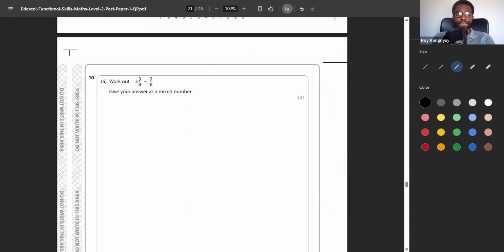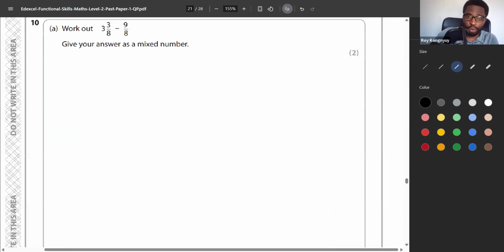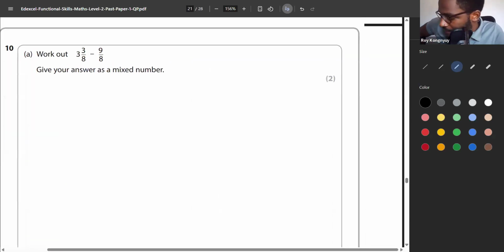Next, 10. Whoa, we have to work out this. This is a mixed number calculation question. So we want to work this out. Remember, with mixed numbers, what you've got to do is convert everything into an improper fraction first of all. So right now they're mixed numbers, but we want everything in terms of fractions.